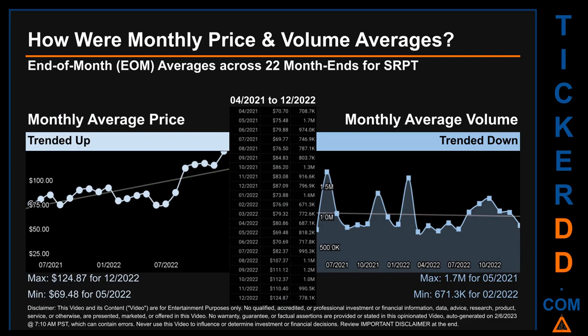The maximum end-of-month average price was $124.87 for 12 2020 seconds while the minimum was $69.48 for 05 2022. Looking at volume, 05 2021 and 02 2022 respectively saw the highest and lowest monthly average volume at 1.7 million and 671.3 thousand.